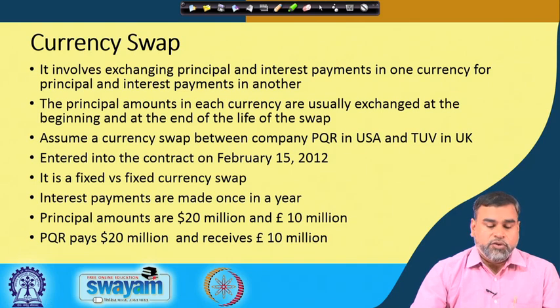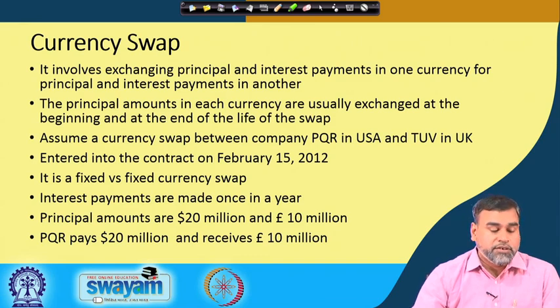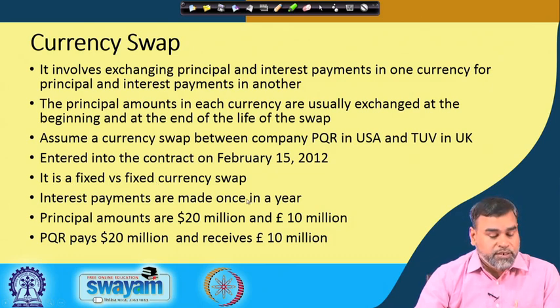Then you have the currency swap. It involves exchanging principal and interest payments in one currency for principal and interest payments in another. The principal amounts in each currency are usually exchanged at the beginning and at the end of the life of the swap. So, if you take this example, there is a swap between company PQR in the US and TUB in the UK, entered into on February 15, 2012. So, it is a fixed versus fixed currency swap. We have taken this example.